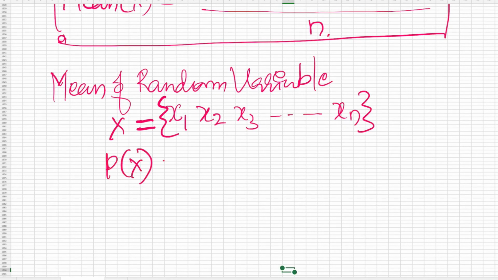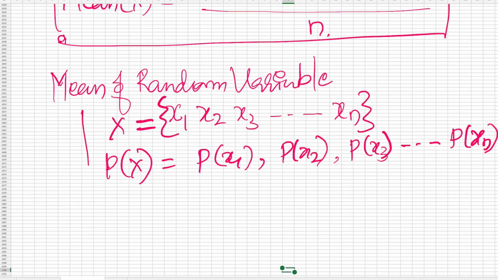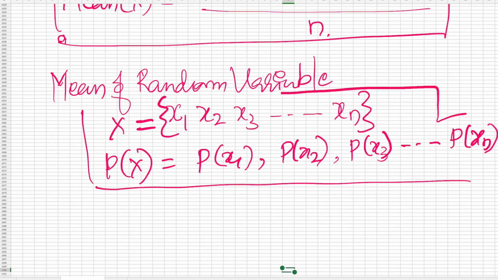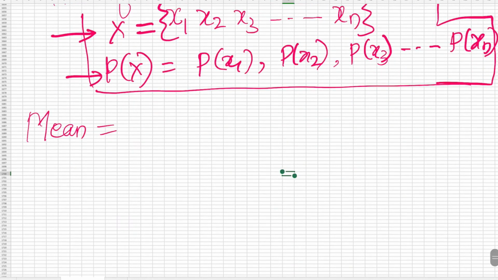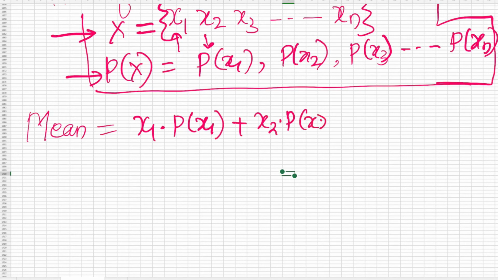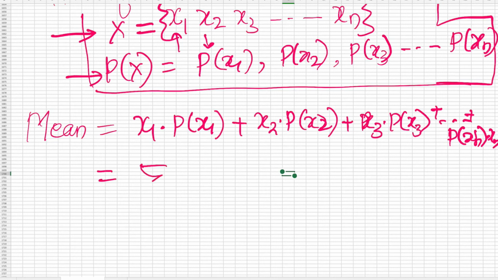And at the same time we have the probability distribution of x, which is P(x1) and so on. So now in our data set we have two different parameters: the random variable's values themselves and the probabilities. Now, how do we calculate the mean of this type of data set? We need to multiply each data point with its probability and add them: x1 multiplied by P(x1) plus x2 multiplied by P(x2), and in the same manner up to xn multiplied by P(xn). So we can concise this formula.